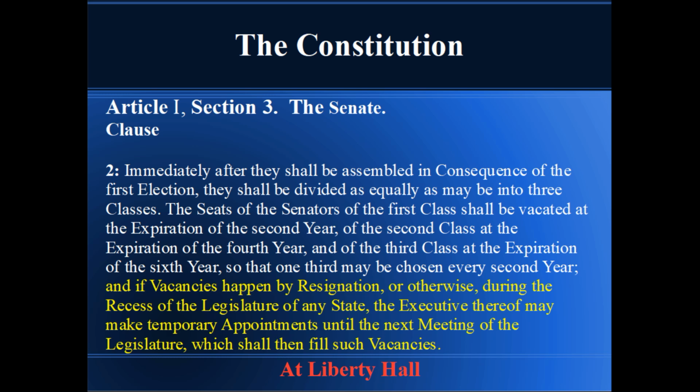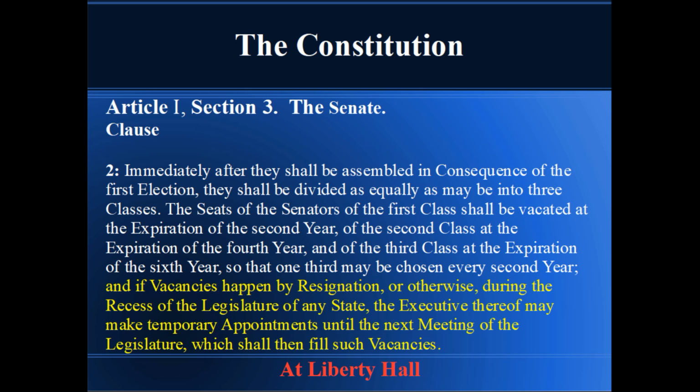Article 1, Section 3. The Senate. Clause 2. Immediately after they shall be assembled in consequence of the first election, they shall be divided as equally as may be into 3 classes. The seats of the senators of the first class shall be vacated at the expiration of the 2nd year, of the 2nd class at the expiration of the 4th year, and of the 3rd class at the expiration of the 6th year, so that 1/3 may be chosen every 2nd year.